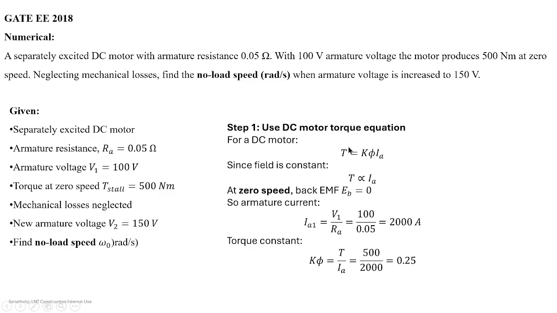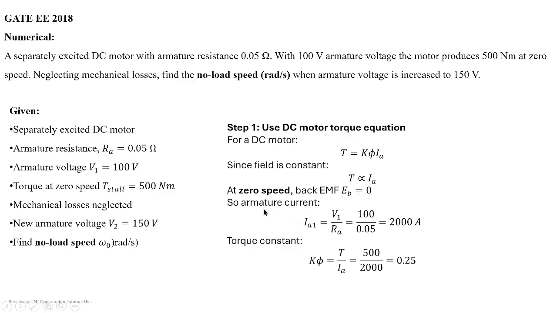So we earlier told that torque is equal to K phi Ia. So torque is directly proportional to armature current, and at zero speed Eb is equal to 0. Why? Because E is equal to K phi N. Phi is the flux and N is the speed. So in this given question, speed is mentioned as 0. So E is equal to K phi N. N is directly proportional to Eb. So Eb is equal to 0.